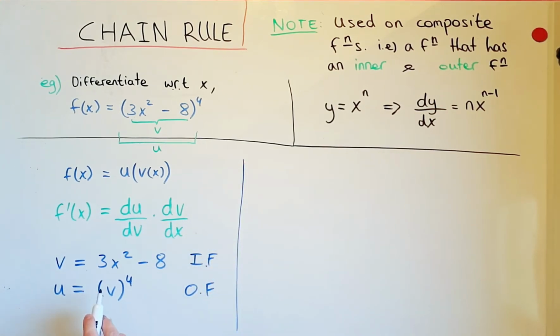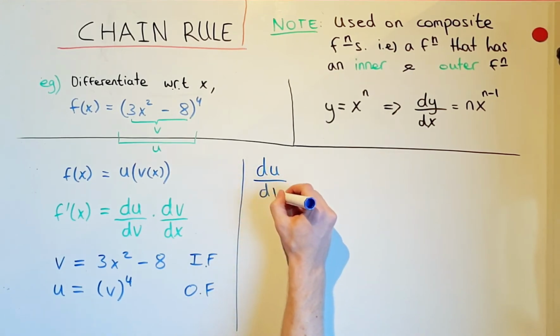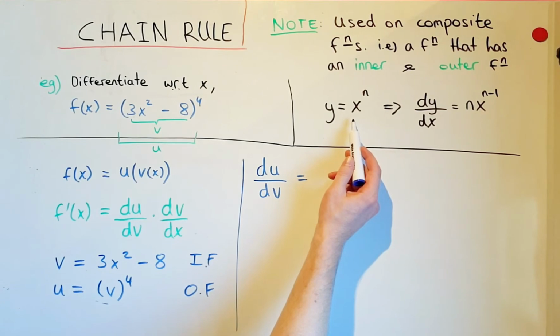What we need to do now is we need to apply this method onto the function. So we can see that du dv is just going to be our u function, our u expression, differentiated with respect to v. So let's take this component and find it separately first. So du over dv, that's going to equal this differentiated.